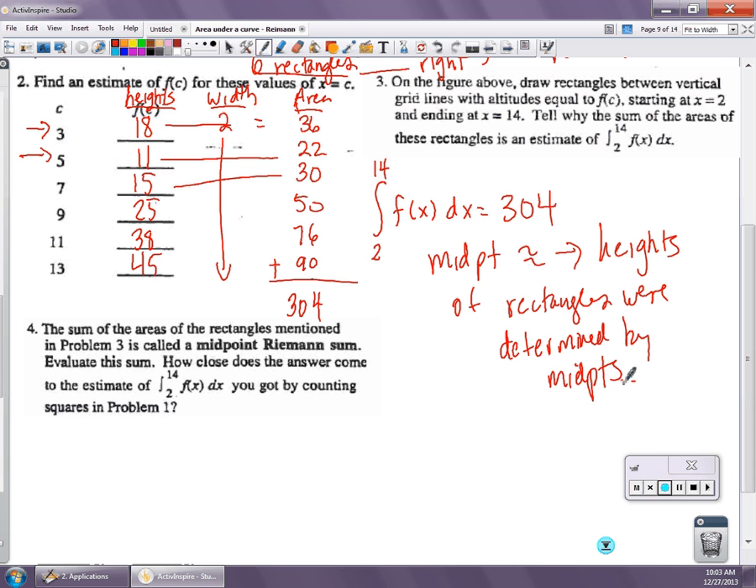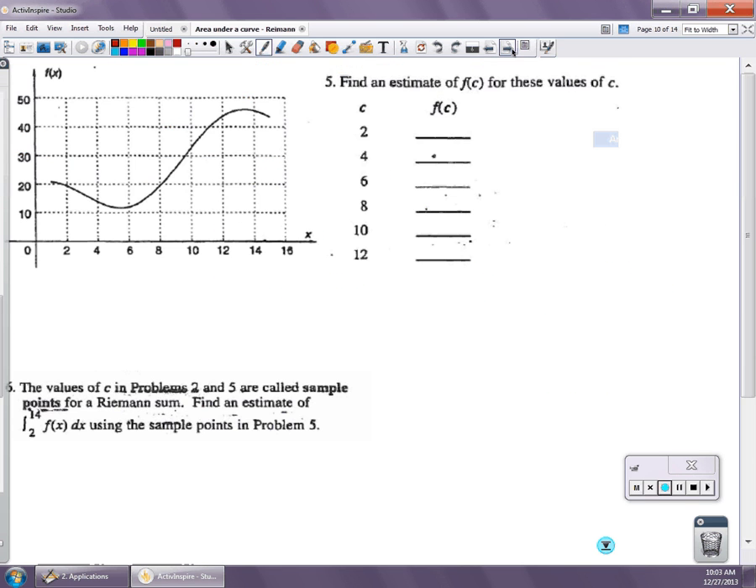All right, now we're going to do the same problem, except this time we're going to use a different approximation. We're not going to use a midpoint. So let's take a look at the next problem. I believe in your packet there is another graph of this. You might have to flip a page or two. But in problem number 5, they're asking us to accomplish the same thing, approximate the area from 2 to 14 of f of x dx.